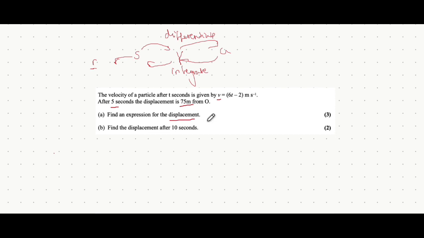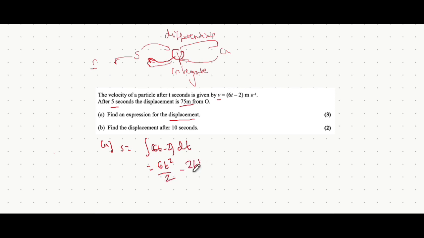It tells you then to find the displacement from the velocity. So if you want to go from velocity to displacement, what do you do? You integrate velocity. So we say the displacement, S, is what you get when you integrate the velocity equation, which is 6t minus 2. Because everything's with respect to time here, we're going to integrate with respect to t. Just a reminder of integration, you add 1 to the power and you divide by the new power. And you apply that same concept here.